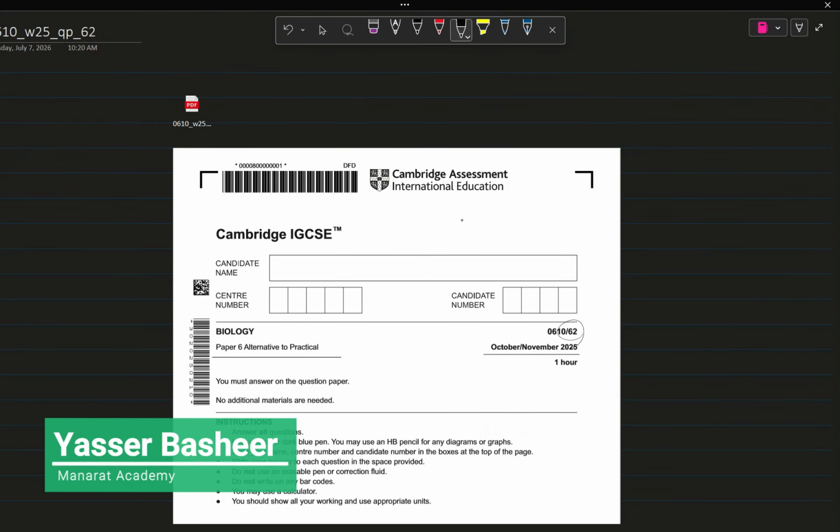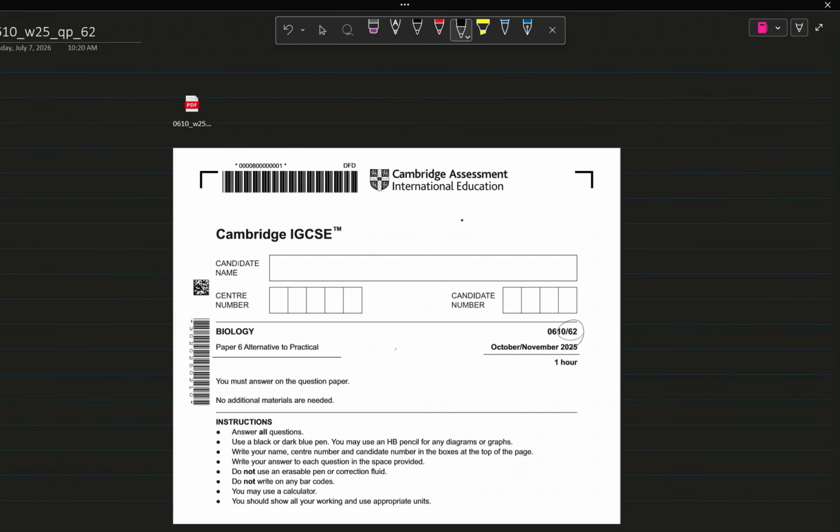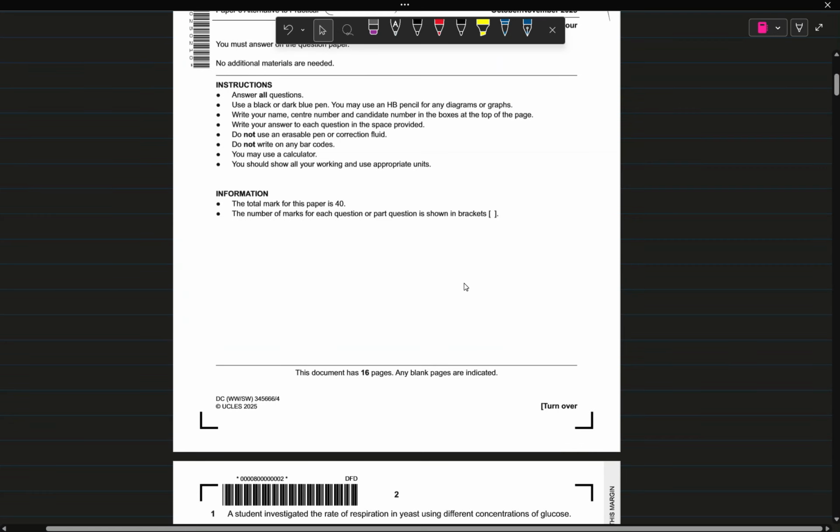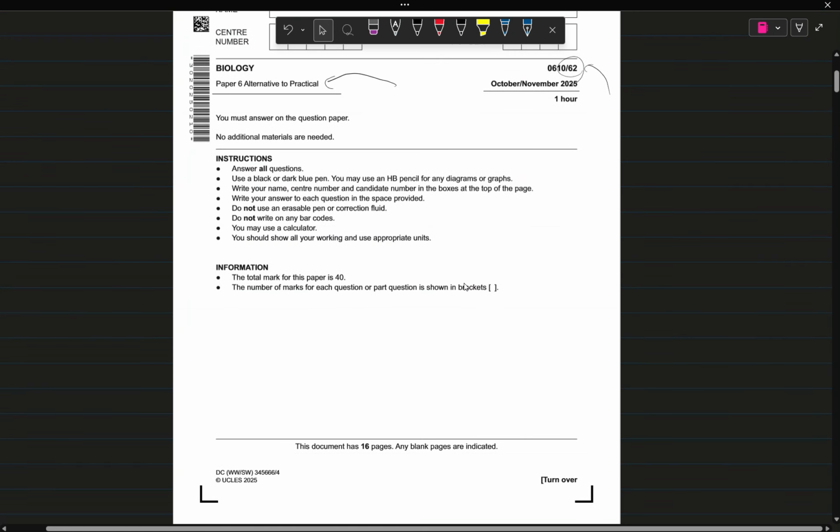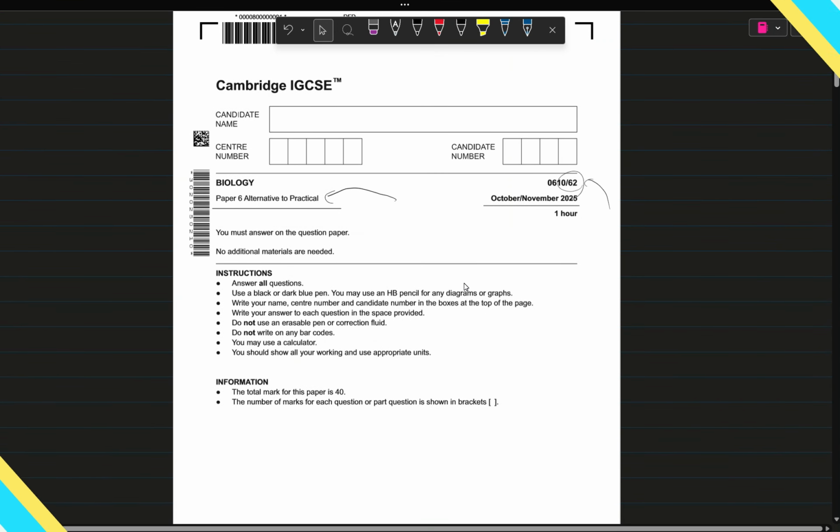I am Yasser Bashir, and today we will be discussing Paper 6, Alternative to Practical, October-November 2025, Variant 2. This is a 16-page paper, including 8 lined pages, and let's get right into it.